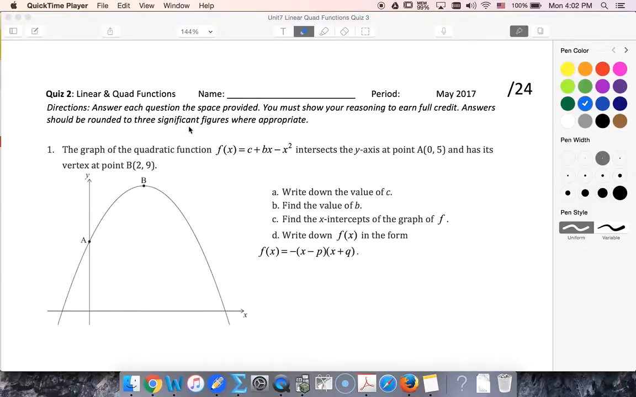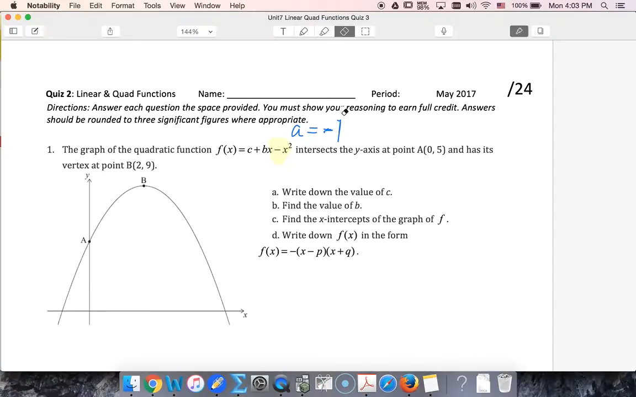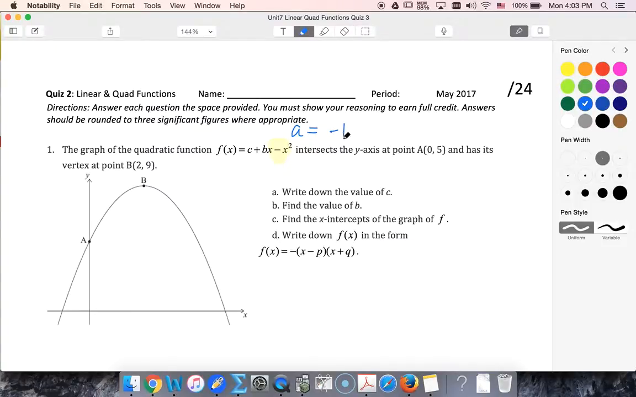All right, so with these videos, I'm going to go over the questions that we had on our quiz, and these are all past IB problems. So we're given a quadratic function, we can see it points down, and they've told us this is the equation. Looking at this equation, we don't know C, we don't know B, but this negative in front of the x squared is telling us that our A value is -1. Remember, A is the coefficient of the x squared, so here it must be -1.